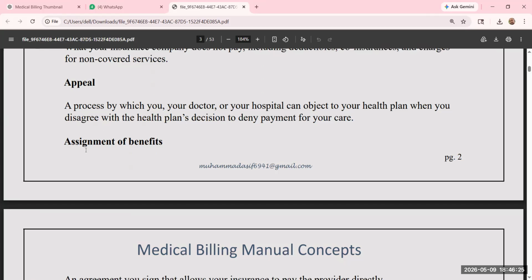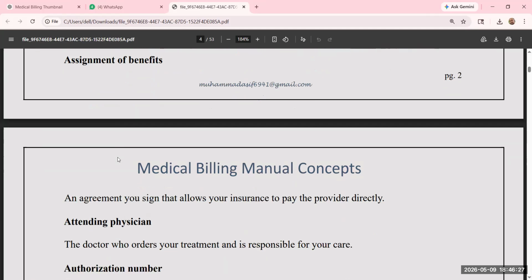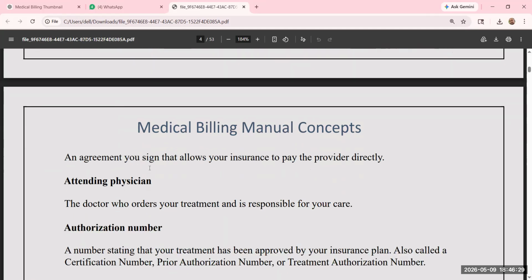Assignment of benefit. The term assignment of benefit is used for an agreement you sign that allows your insurance to pay the provider directly. For example, the patient makes an agreement with the insurance company that this amount is paid directly to the provider. For any services or treatment given to the patient, that amount is already agreed. That is called an agreement you assign that allows your insurance to pay the provider directly.